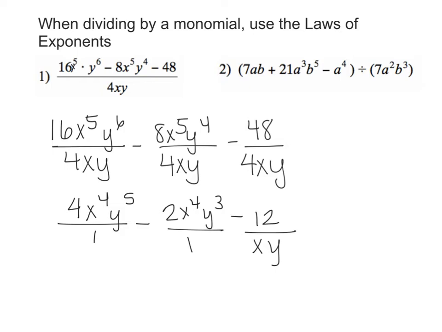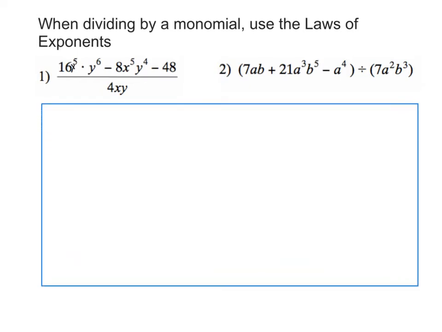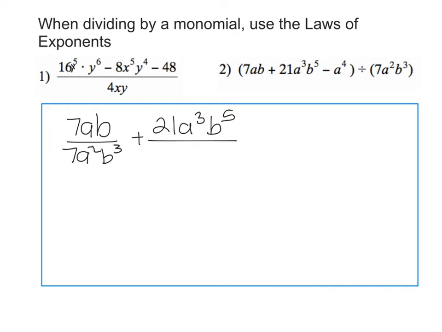Okay, so now the second example, I'm going to cover this up. And I have 7ab divided by 7a squared b cubed, plus 21a cubed b to the 5th over 7a squared b cubed, minus a to the 4th over 7a squared b cubed.